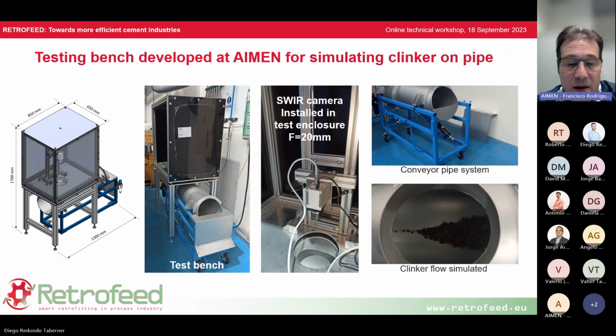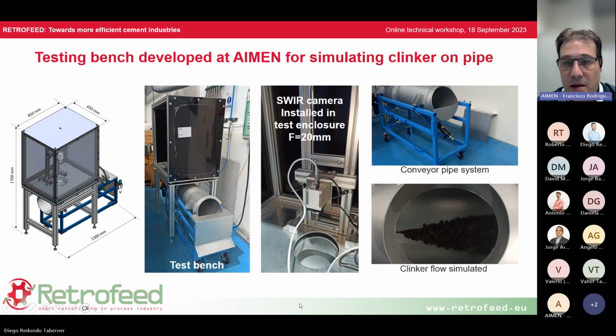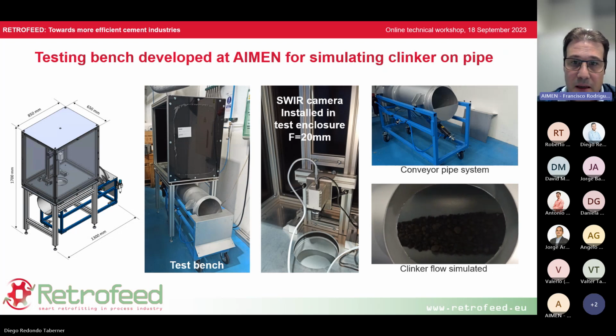Yes, this is how we have dealt with the need to reduce technical visits to the factory and optimize the development. We have developed in Neyman a specific test bench with a conveyor pipe system that simulates with a pneumatic system the movement of a clinker flow inside the pipe. We have made some tests with two different cameras. We'll show you some results. But here you can see in the video how the clinker is moving, and this, I think, is quite similar to what we can expect in the factory.